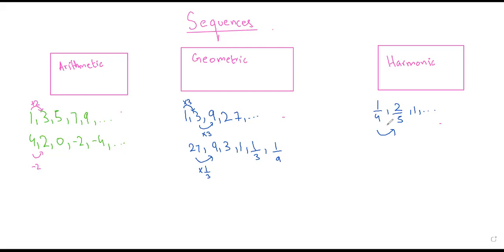Okay, that's okay. From 1 by 4 to 2 by 5, I need to add 0.15. Yes. All right. Very good, Dua. Okay. And then from 2 by 5 to 1, what do I do? 1 minus 2 divided by 5.